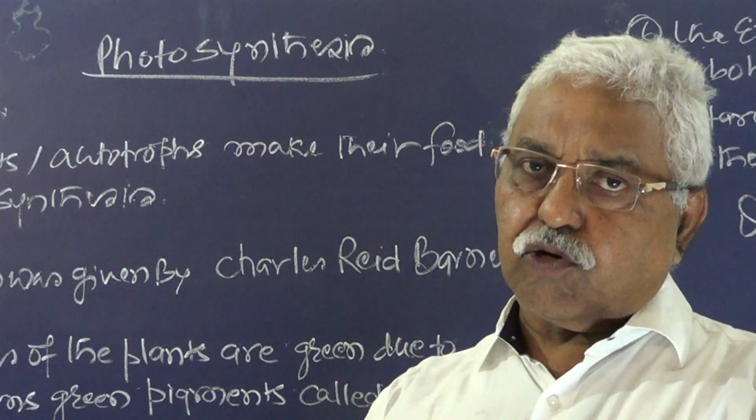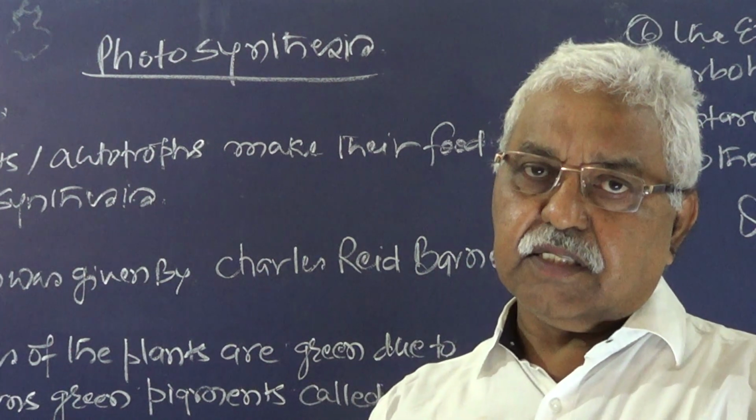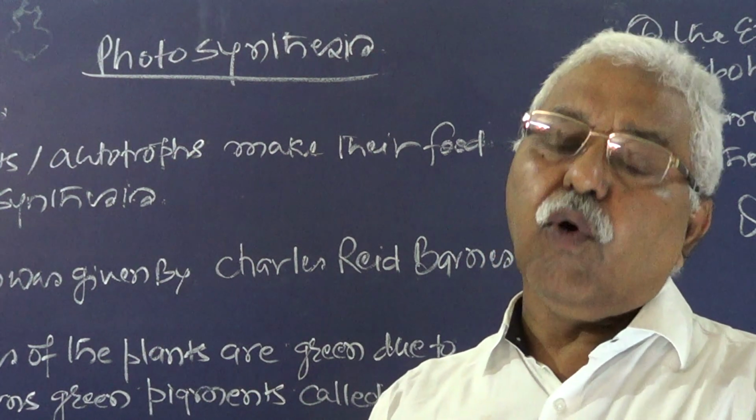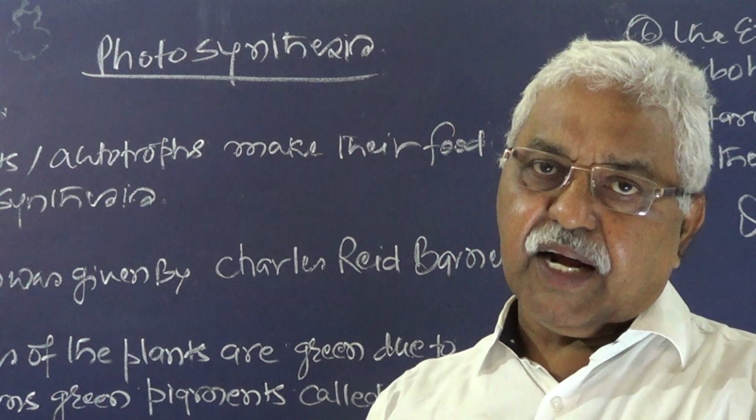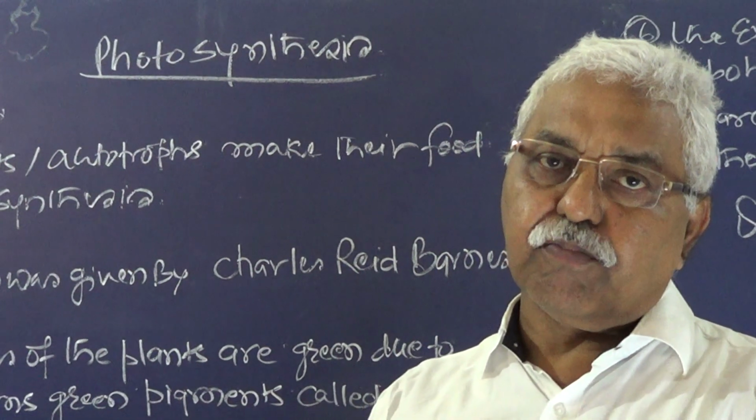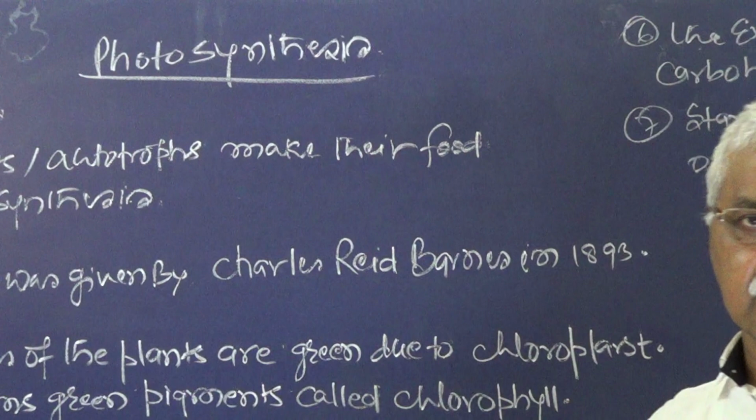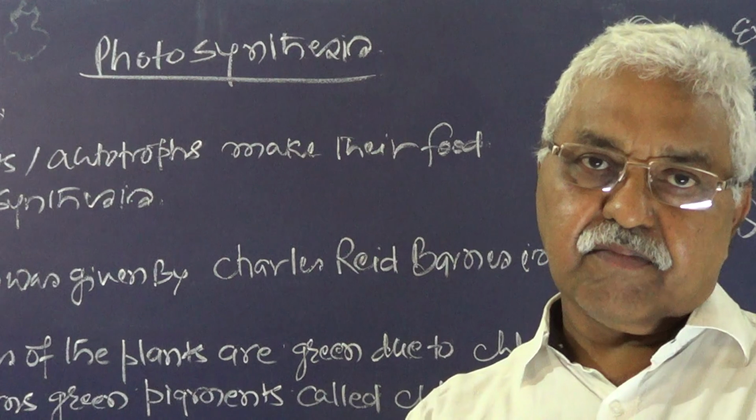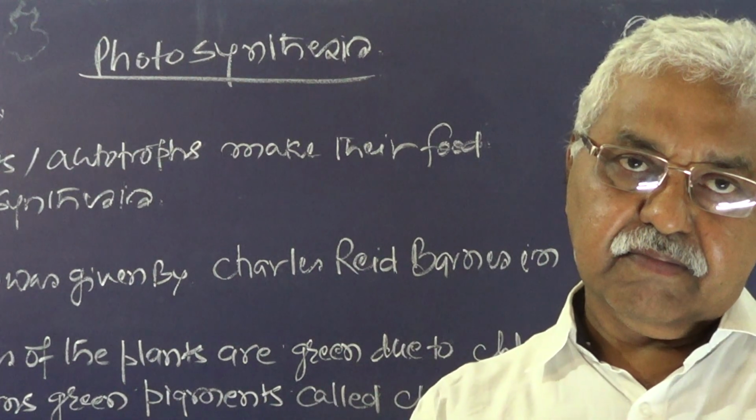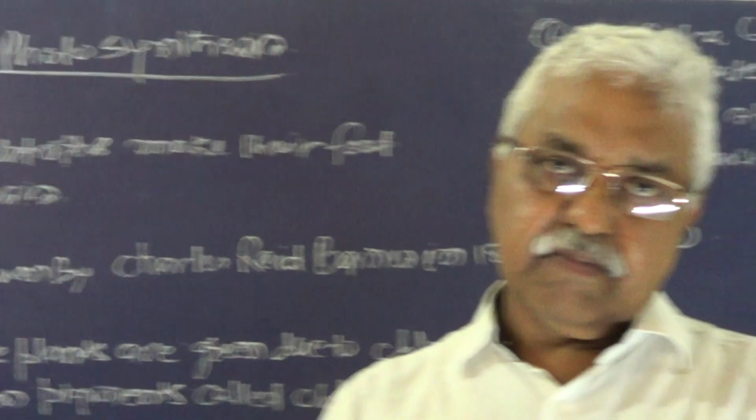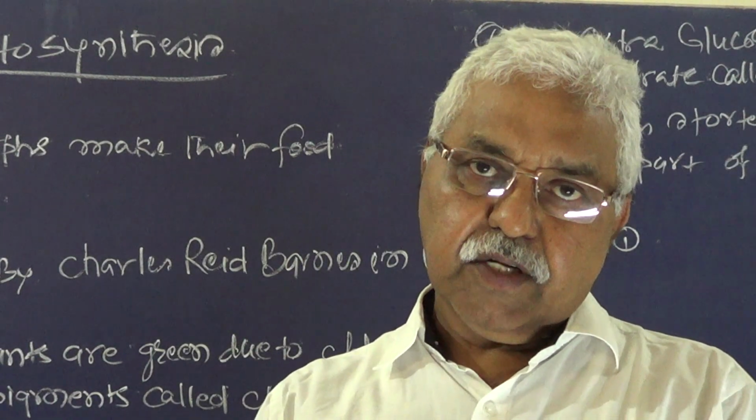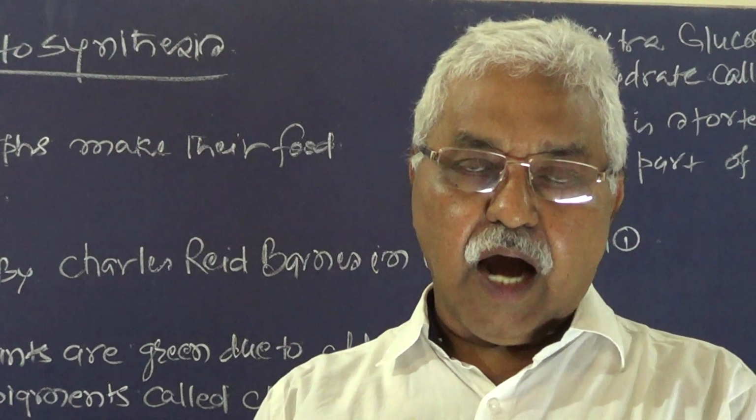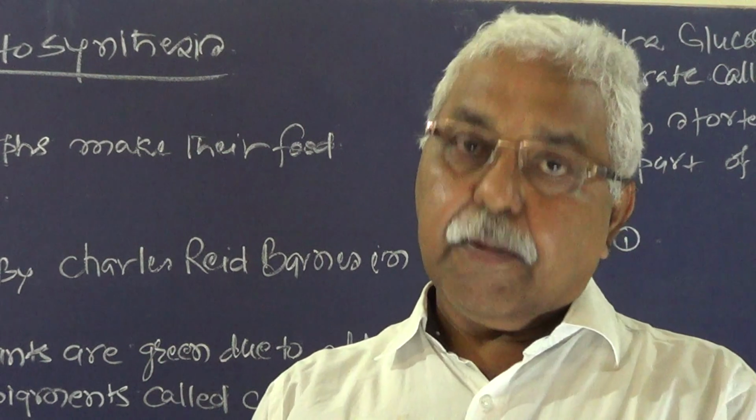In the previous class, what we told about autotrophs: autotrophs are the plants, the autotrophic mode of nutrition, the plants who prepare their food on their own. So how the plants prepare their food on their own, it is photosynthesis. Autotrophs prepare their food by their own in presence of sunlight and chlorophylls. We discussed this in the autotrophic mode of nutrition. How they prepare their food, let's discuss it a bit.